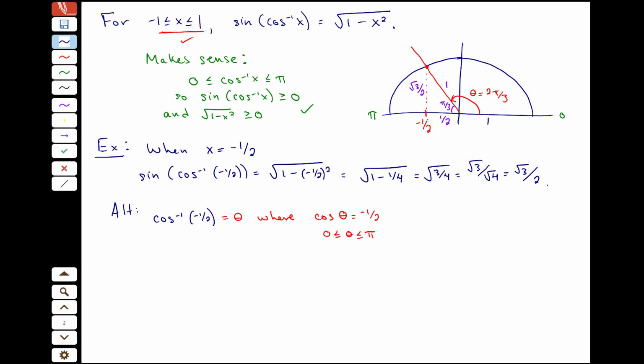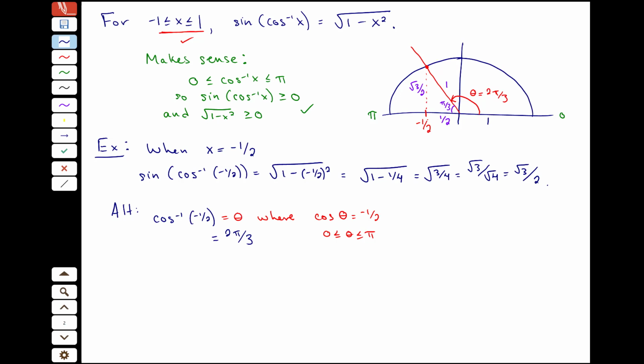And so I know that arc cosine of negative 1/2 is equal to 2 pi over 3. So again, I know that because cosine of 2 pi over 3 is negative 1/2. That's what we found using the unit circle. And I also know that this value, 2 pi over 3, is between 0 and pi.